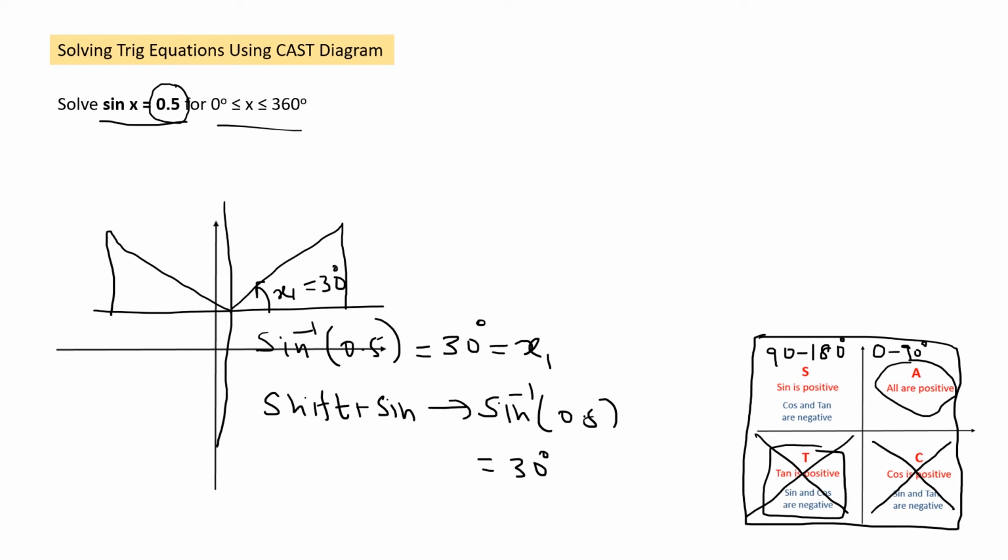Now, according to the CAST diagram, this value would also be positive and this angle would be 30. However, we are looking for values measured in the anti-clockwise direction, starting from this axis. So this value would be 180 minus x1, which is 150. So there are two solutions to this question, which are 30 degrees and 150 degrees.